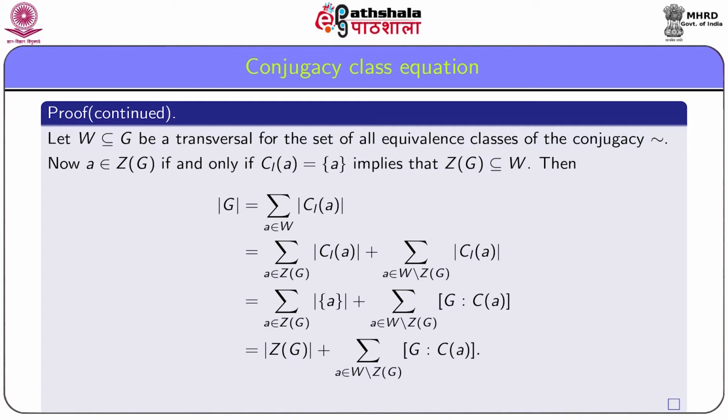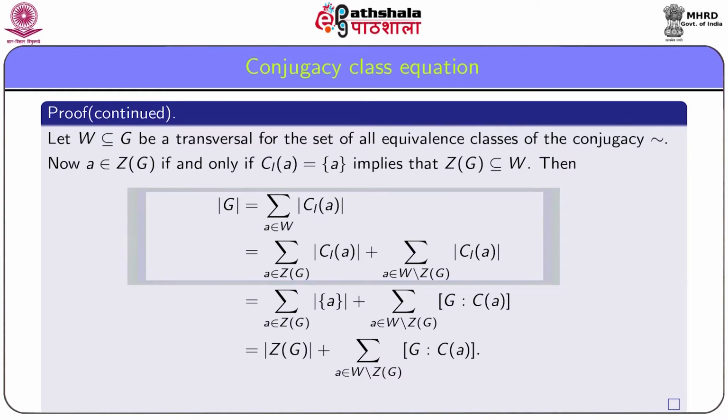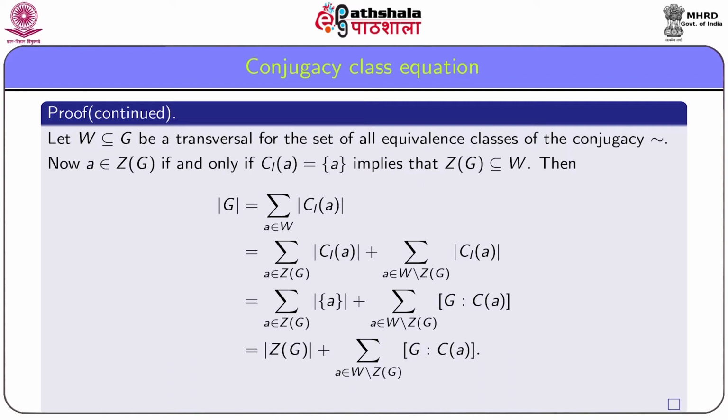Then, since the union of the conjugacy classes CL(a) is equal to G and the CL(a) are disjoint, we have order G is equal to the summation of order CL(a), where a runs over the transversal W. We can decompose this summation into two parts, namely one part where a runs over Z(G) and the other part where a runs over W minus Z(G).